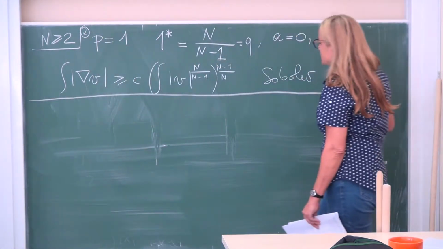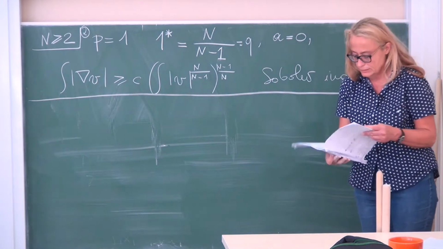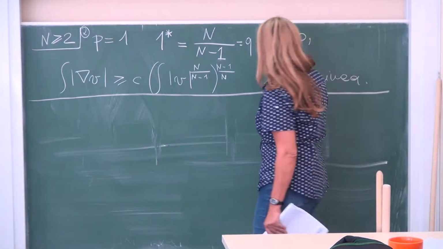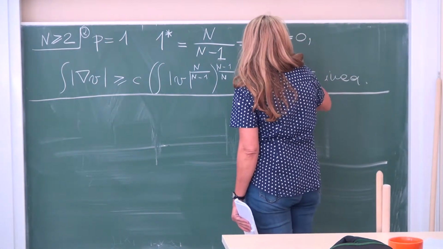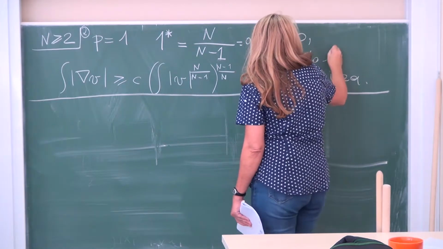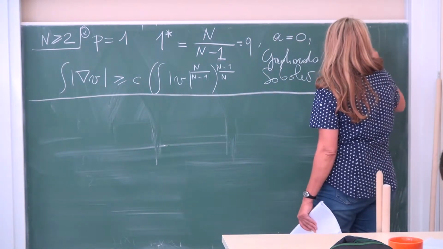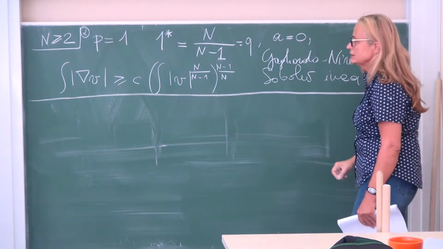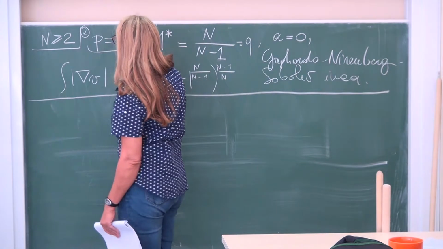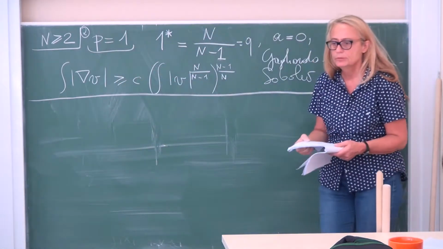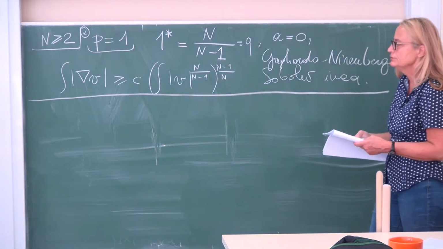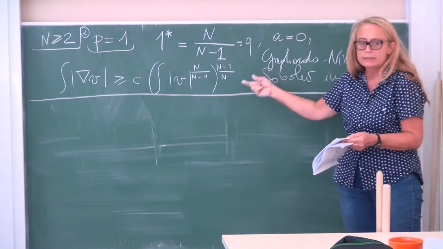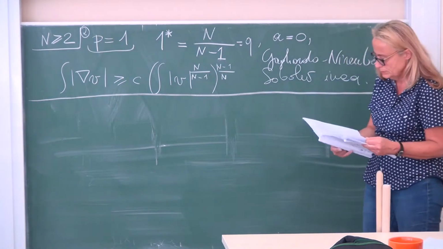I will not prove it. I assume that you already proved it. Actually, this is the Gagliardo-Nirenberg-Sobolev inequality, exactly because p is equal to 1. Because the proof via the Hardy-type Sobolev inequality fails for p equals 1. But it's proved by induction. I mean, you can find it in textbooks. I will skip it.